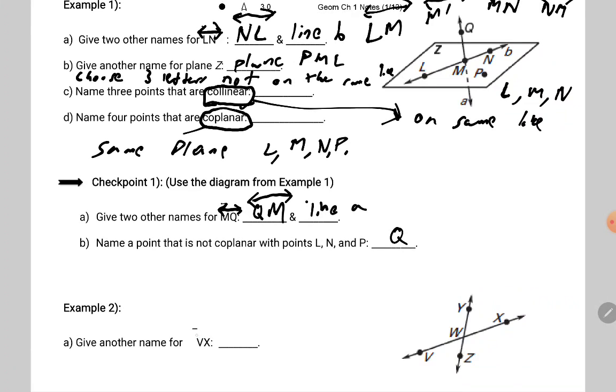Alright. Give another name for the segment VX. You could just say XV. And that's all we can do, because a segment has two endpoints, so that means you just have to reverse it if you wanted to do another name.